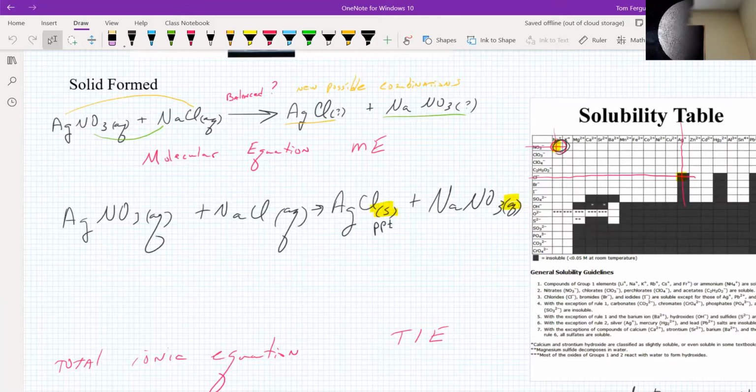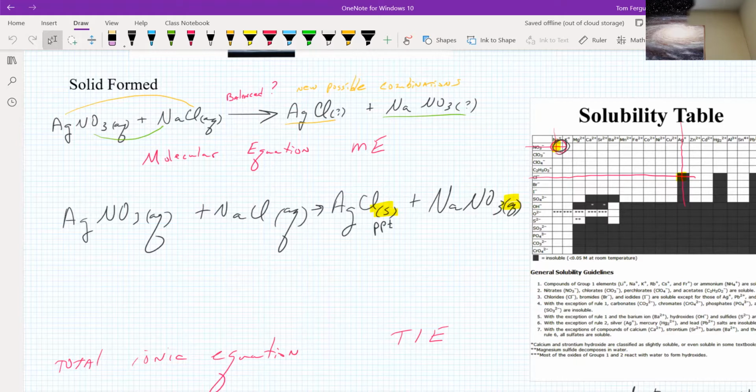Now the question is, will either one of those form a solid? That's where this chart comes in, which I'm going to give you on Tuesday. So we find chloride, we find silver, black, that means it's a solid. So this becomes a solid. Sodium nitrate, nitrate and sodium white. That means it stays ionic. So that's an AQ.